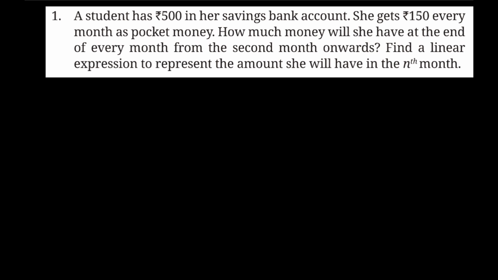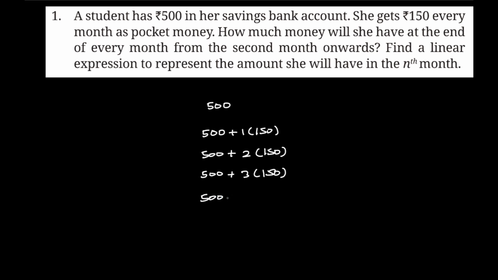So she has 500 rupees in her bank account. At the end of the first month, she saved 500 plus 1 into 150. At the end of the second month, she saved 500 plus 2 into 150. At the end of the third month, she has 500 plus 3 into 150. At the end of the fourth month, she has 500 plus 4 into 150. So we will continue like this.